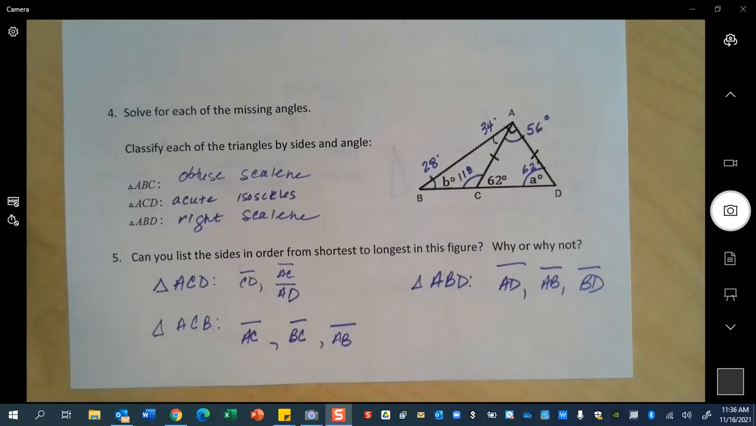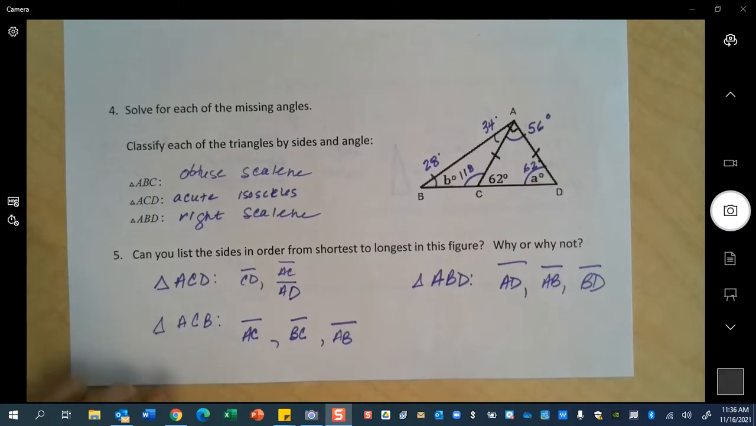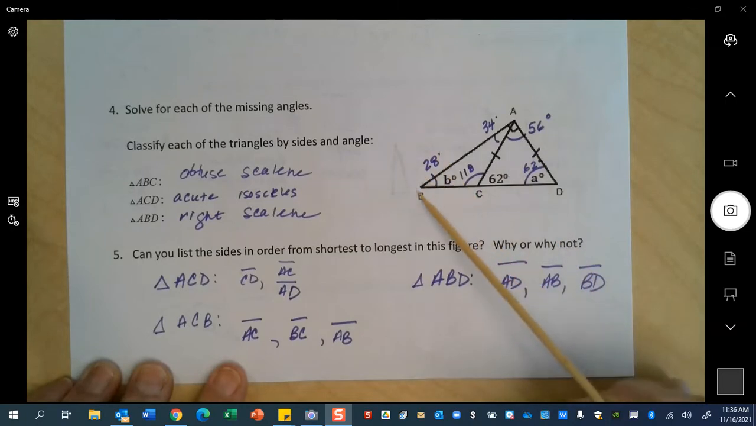Questions on the warm-up? Yeah, Rachel. How did you do ACB again? ACB, this one. Yeah, when I list my shortest side, I know that this is my smallest angle.